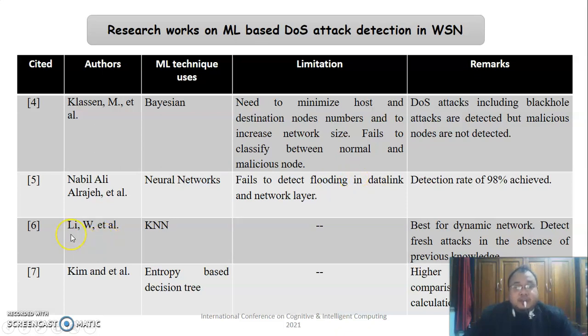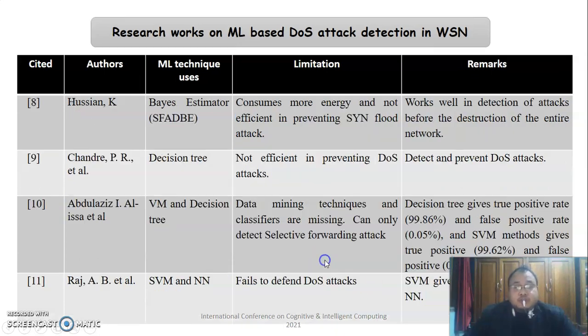And the third paper we have Lee W et al. The machine learning technique they use is KNN. The remark is it is best for dynamic networks, detecting fresh attacks in the absence of previous knowledge. And the fourth paper, Kim et al. Entropy based decision tree is the machine learning technique that they employed. Higher detection accuracy in comparison with entropy calculation is achieved. So next we have paper number 8. So Hussain K.